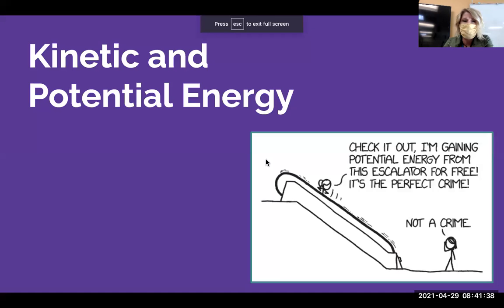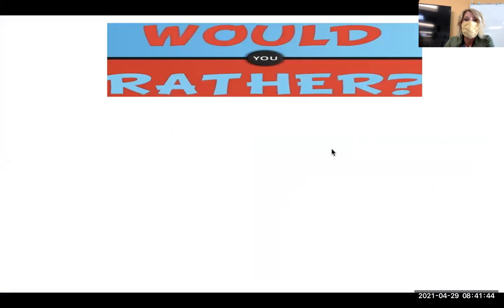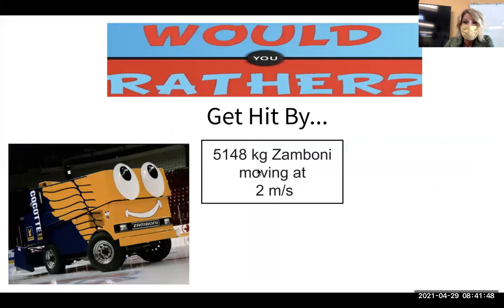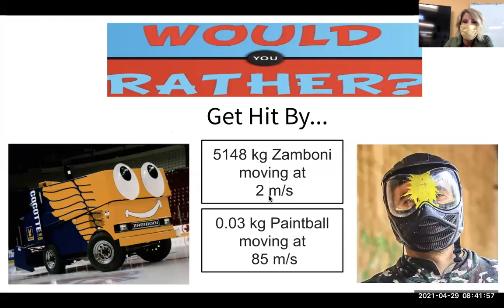Okay. So today we're talking about kinetic and potential energy. Would you rather get hit by a Zamboni that has a mass of 505,148 kilograms, moving at 2 meters per second, or a 0.03 kilogram paintball moving at 85 meters per second? So we're going to revisit this question again at the end.